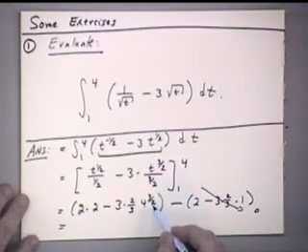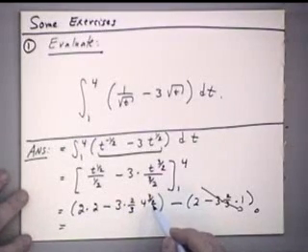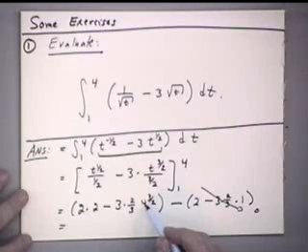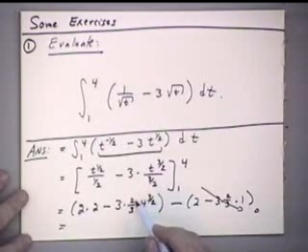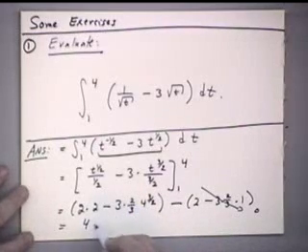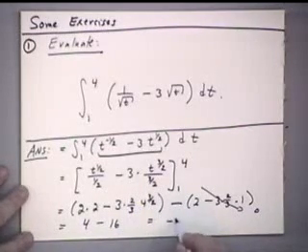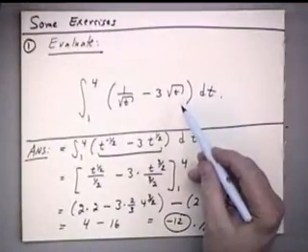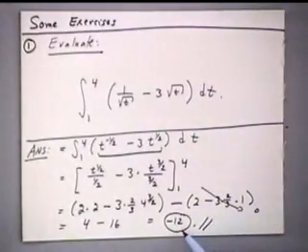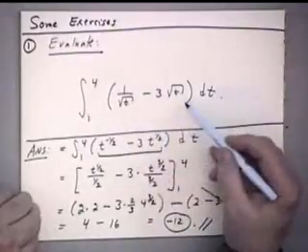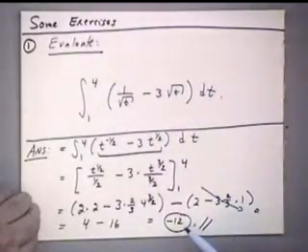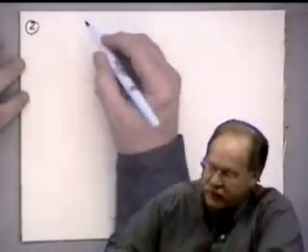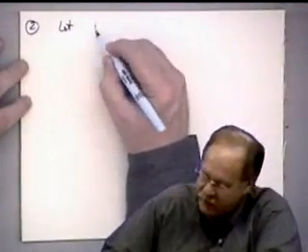When you're faced with 4 to the 3/2, my advice is always do the square root first. Then the square root of 4 is 2, and then 2 cubed is 8. Then 8 times 2 is 16. We end up with 4 minus 16, and the answer is minus 12. So this definite integral turns out to be the number minus 12. If you were to graph this, you'd find out that the net area looks like minus 12. Let's look at one that's got a little bit more to it.